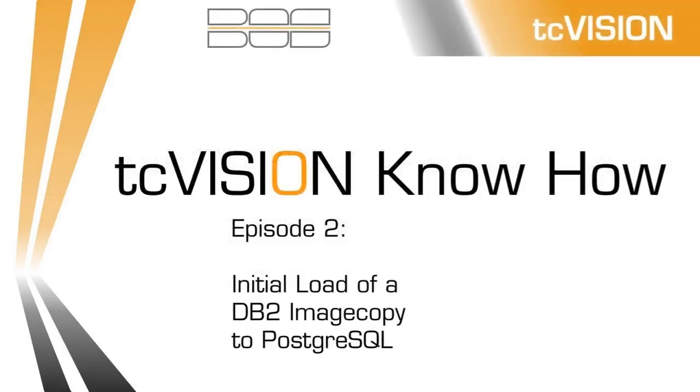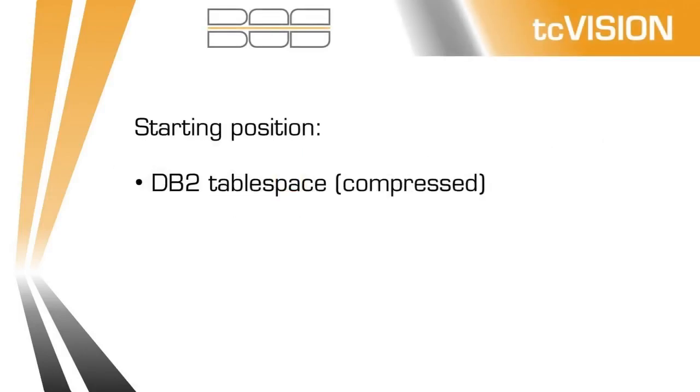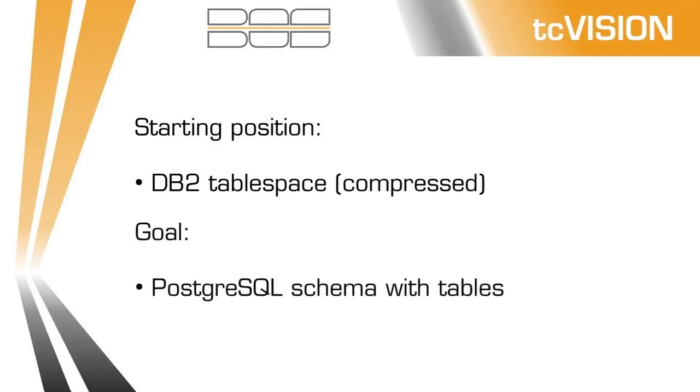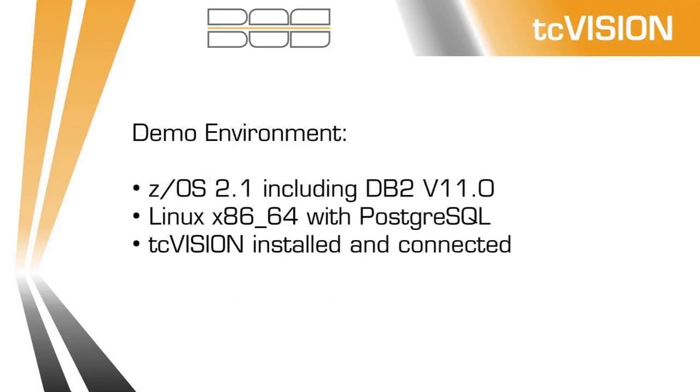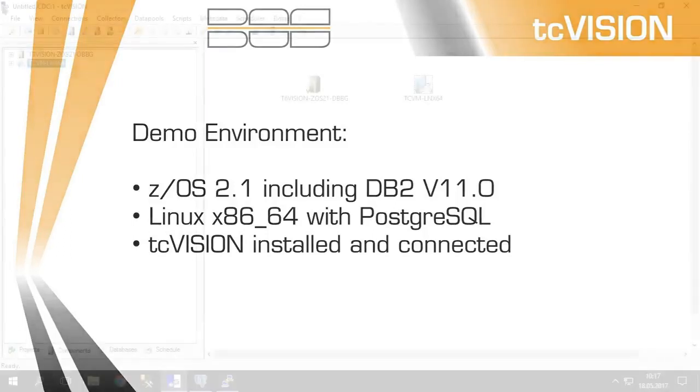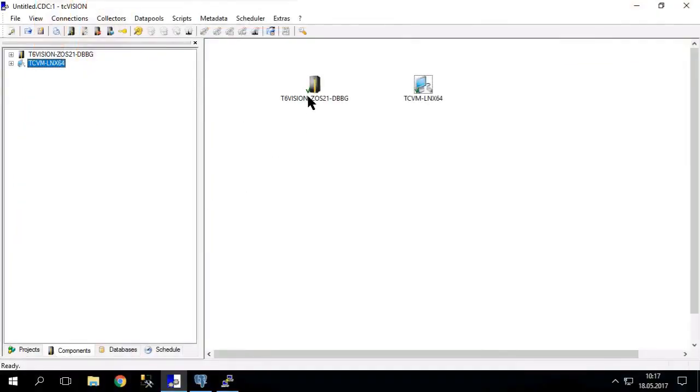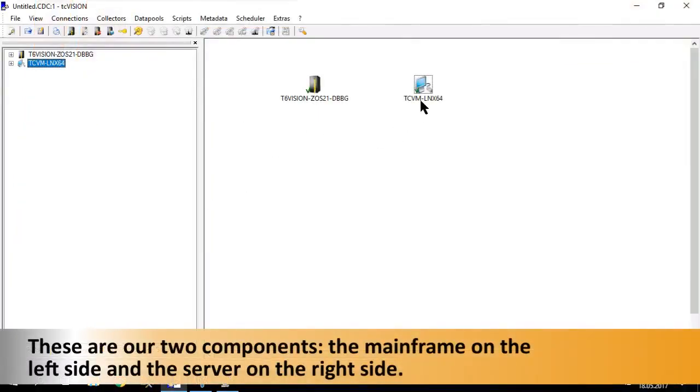Today, initial load of a DB2 image copy to Postgres. We have a DB2 table space, which will be transformed into a PostgreSQL schema with corresponding tables. The demo environment consists of a z/OS 2.1 with DB2, Linux, and tcVision. We start with the control board, with the mainframe manager on the left and the Linux system on the right.